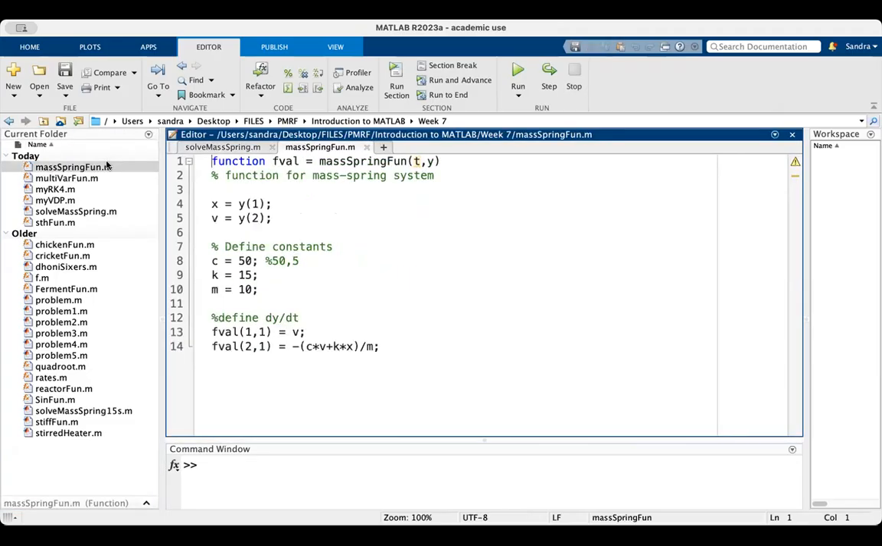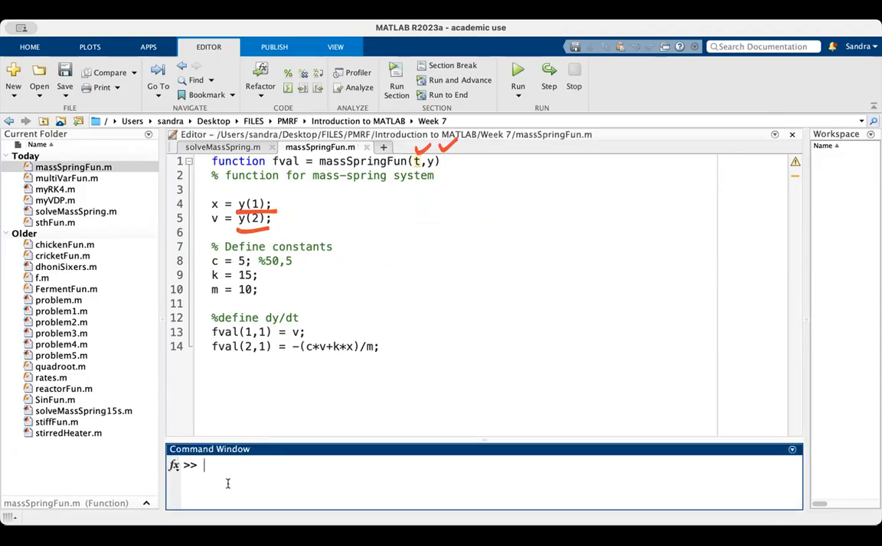So mass spring fun will take in two variables, t and y, out of which the first entry of y is x and the second entry of y is v. And we have the constants. I think c was set to be 5, right? So let's just make this 5. C was 5, k is 15, m is 10 as given in the problem. And this is the function.